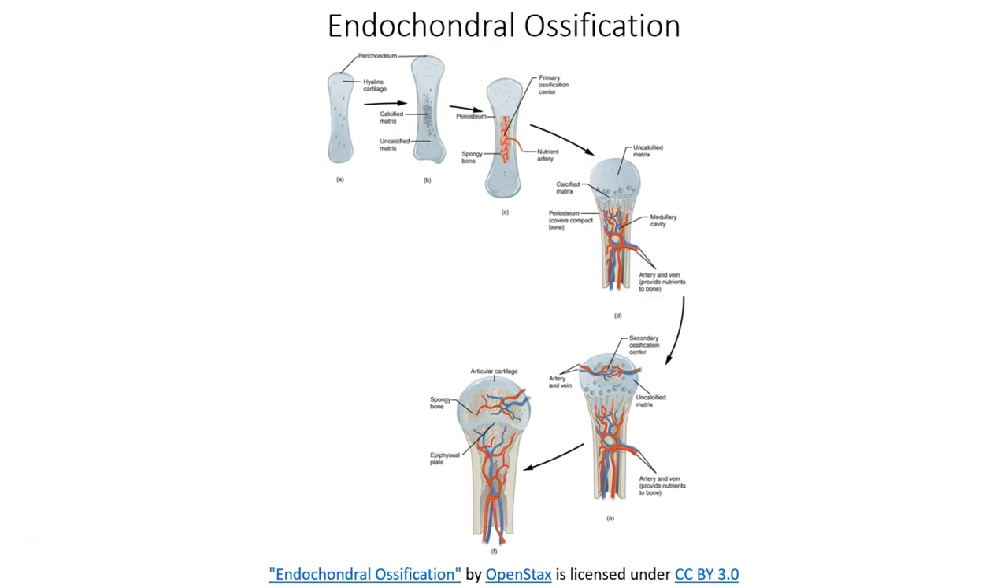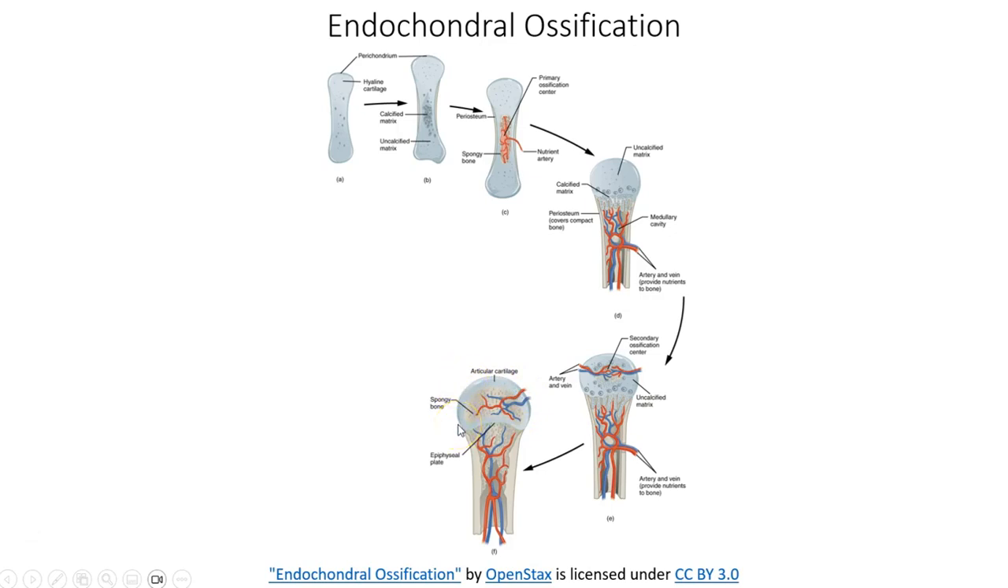All right, and so by panel F down here, we've got just a little bit of cartilage left here at the ends. This is going to be on both proximal and distal ends, but we are left with this articular cartilage that's going to stay out on the surface of those bones.